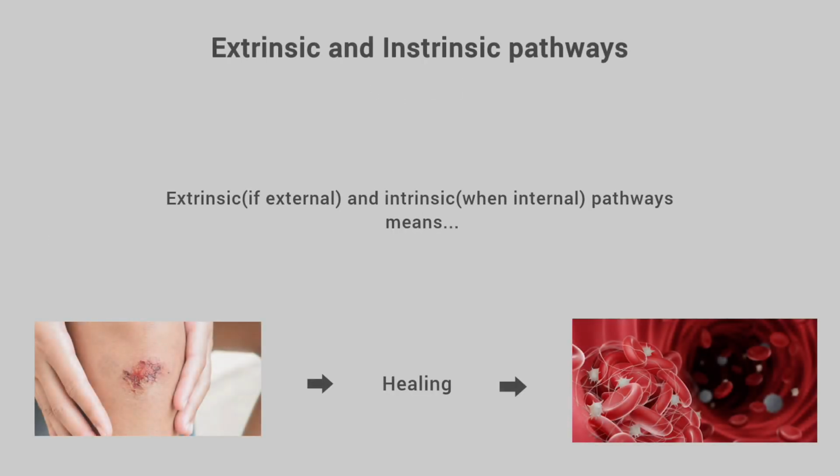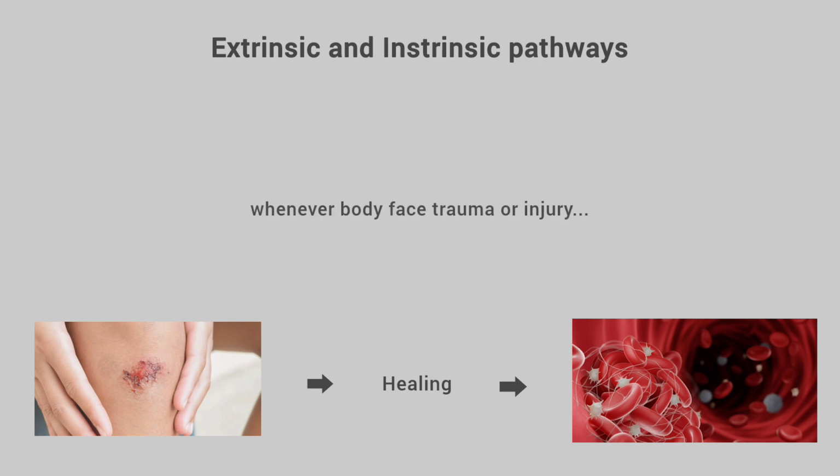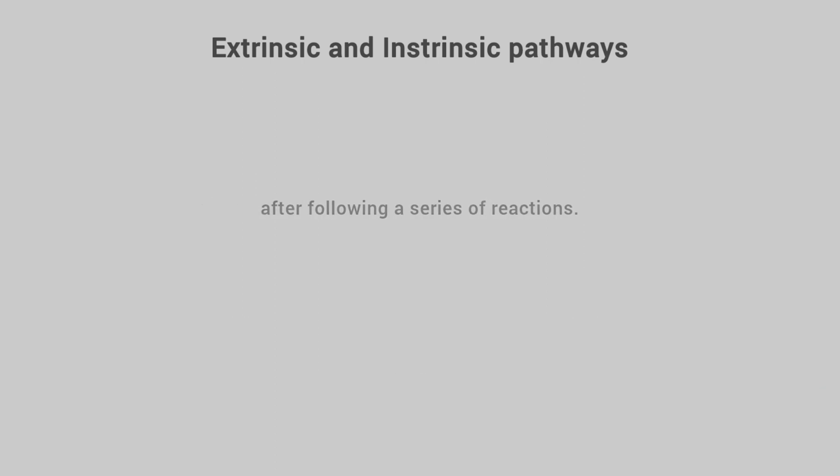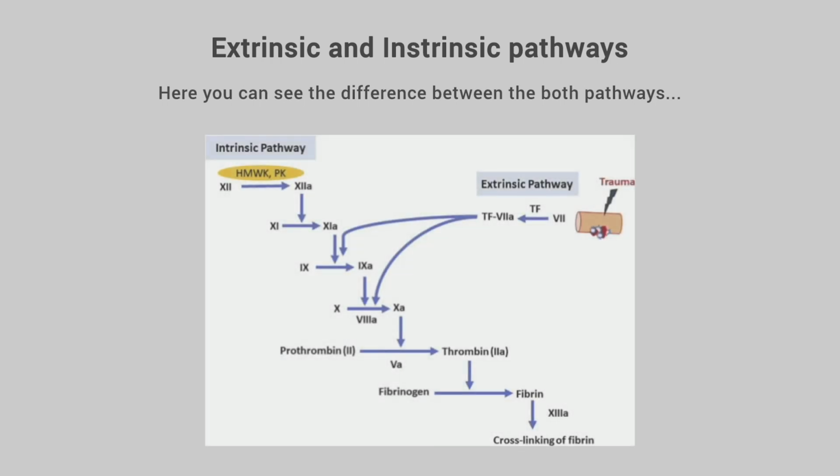Extrinsic is external and intrinsic is internal. Pathways means whenever the body faces trauma or injury, clot formation takes place as a healing mechanism after following a series of reactions. Here you can see the difference between both pathways.